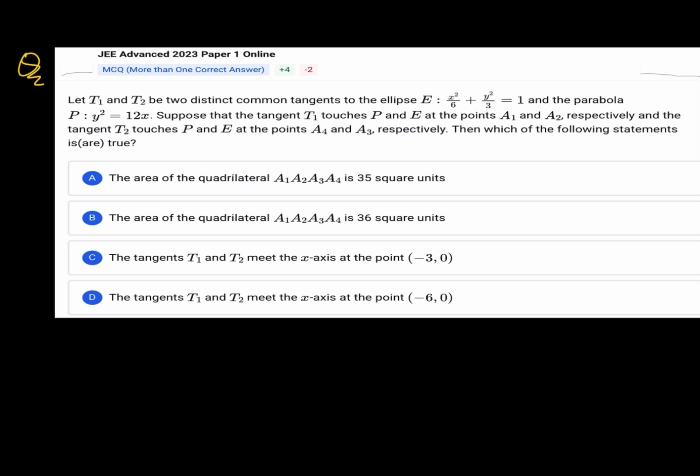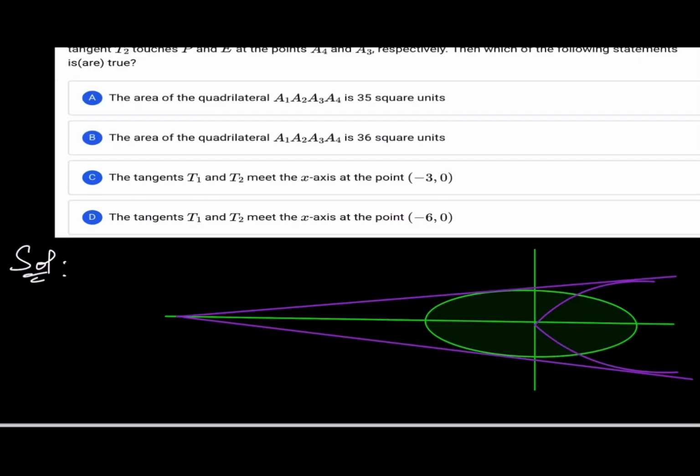So students, the question may have more than one correct answer. So let's do accordingly. Students, first of all, let us draw the figure for the given question. So this is the given figure, you can see clearly.